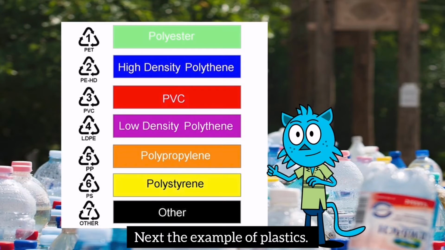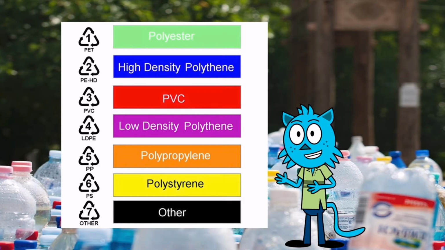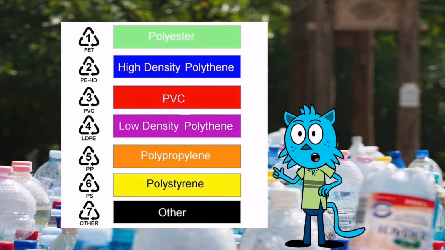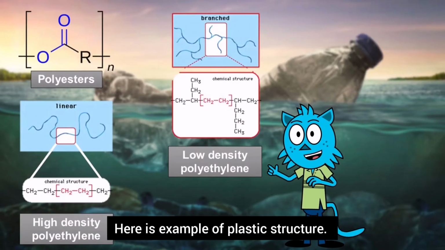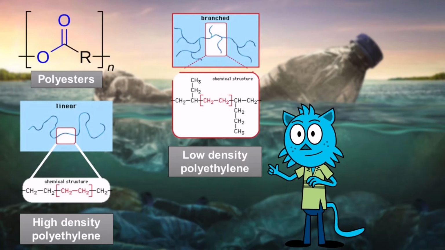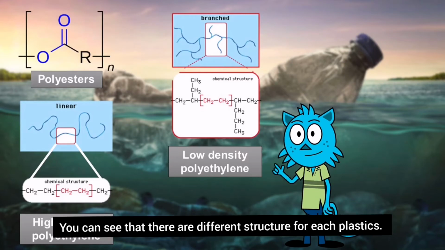Next is example of plastic. First, we have polyester, high density polyethylene, PVC, low density polyethylene, polypropylene, polystyrene and others. Here is example of plastic structure. You can see that there are different structure for each plastic.